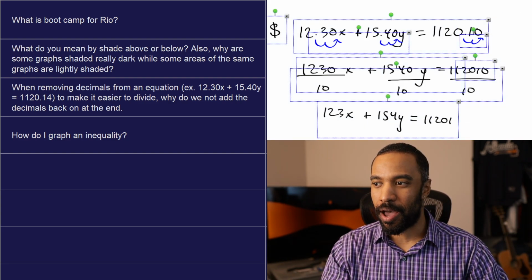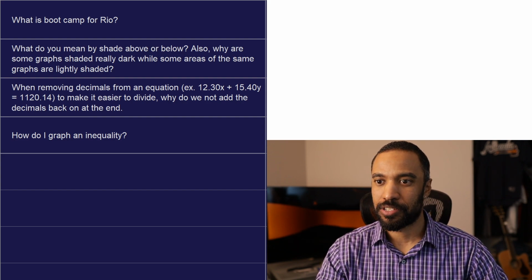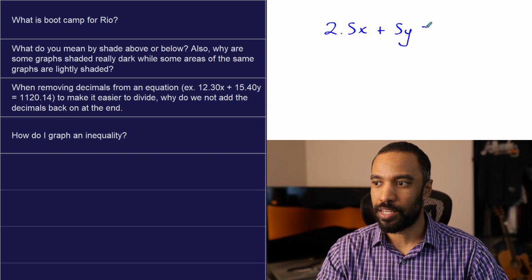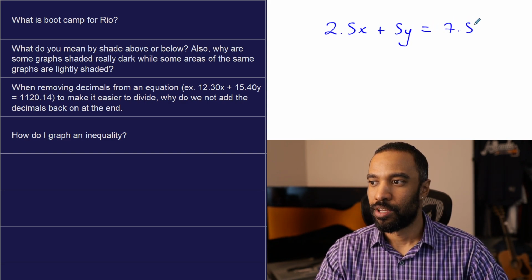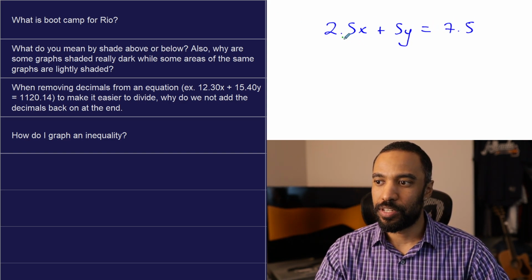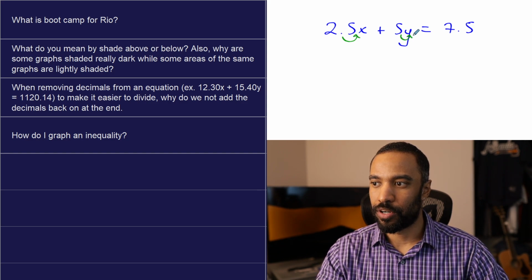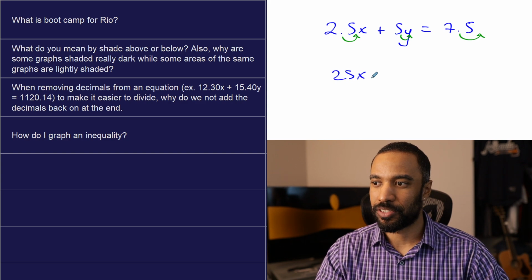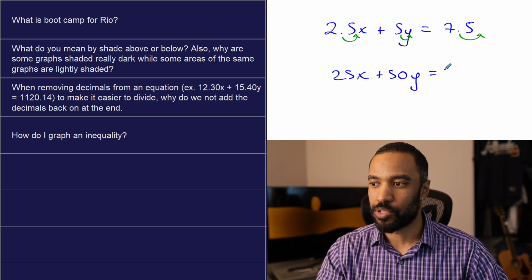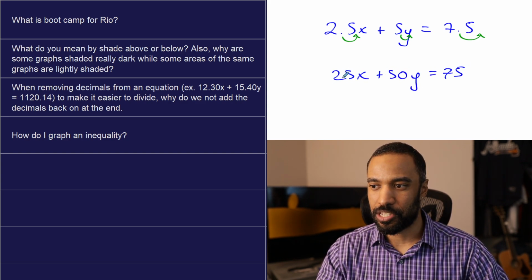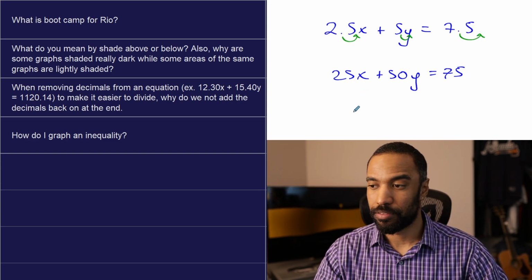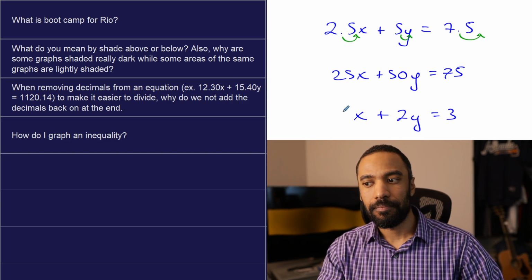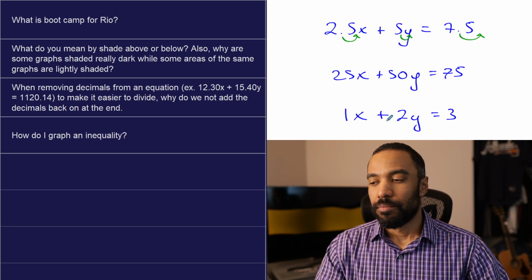Okay, let me write out a different example here. It'll be pretty fast. Let's say I had 2.5x plus 5y equals 7.5. When I move the decimal one over and one over, the 5y becomes 50y. This becomes 25x plus 50y equals 75. Now if I divide everything by 25, that'll be x plus 2y equals 3, or 1x plus 2y equals 3.